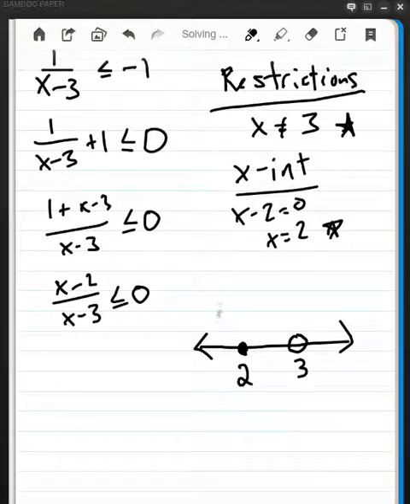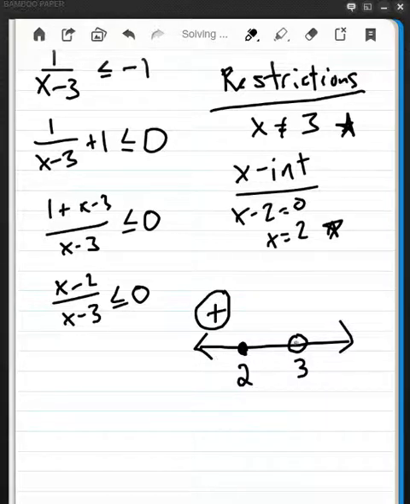Okay, so let's start with 0. 0 is an easy one. So 0 would fall right here. If we substituted 0 in for x, we get negative 2 divided by negative 3, which is positive 2/3. So everything on the left side of the intercept of 2 is positive.